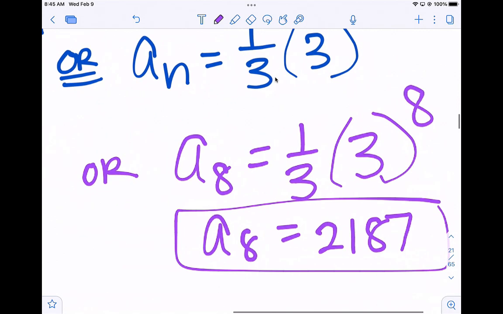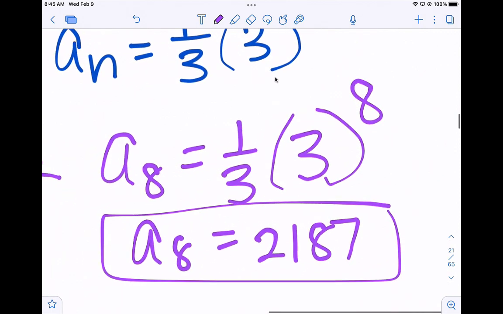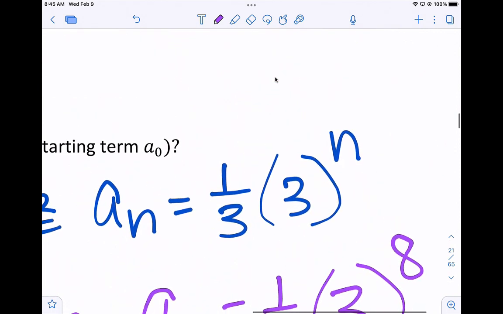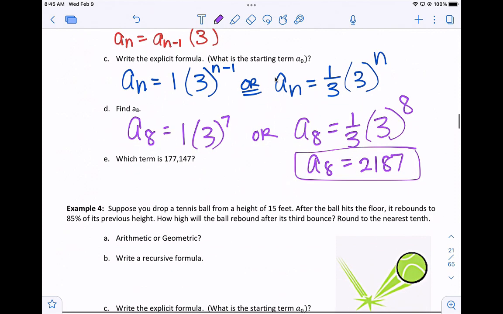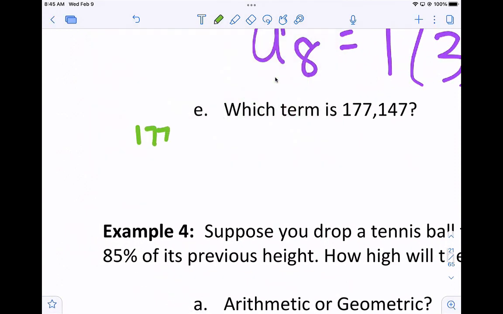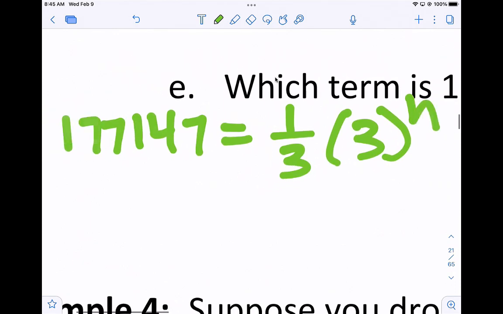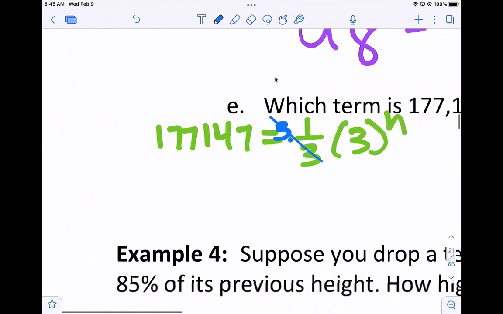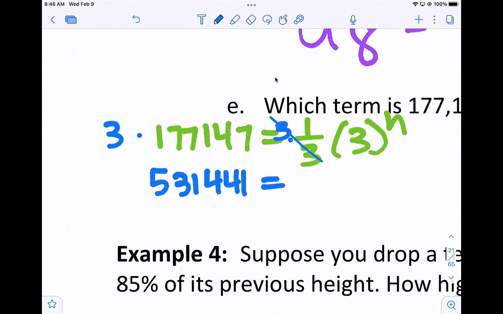I'll just use this equation right here. Okay, so here we go. 177,147 equals 1/3 times 3 to the n. All right, first step, we can get rid of this 1/3, either dividing each side by 1/3, or that's the same as multiplying by 3. So we multiply each side by 3, that cancels. So we get this big number, 531,441 equals 3 to the n.